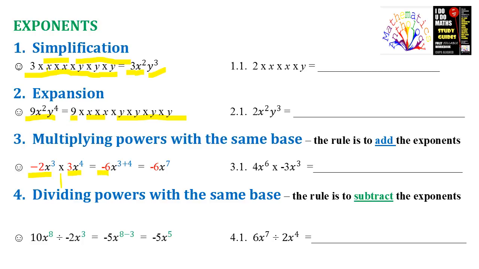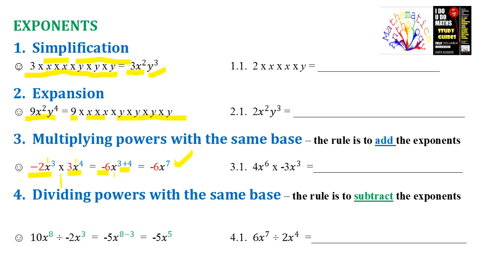My bases are x and x. Because that's the same, my base will remain as x. Remember, when you're multiplying, you add the powers. So 3 and 4, we're going to add 3 plus 4 here. So our final answer is negative 6x to the power 7.